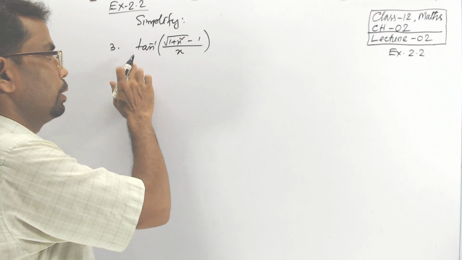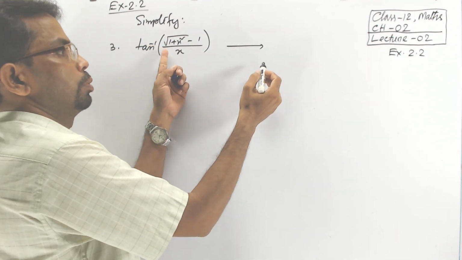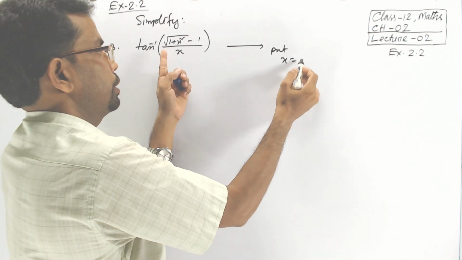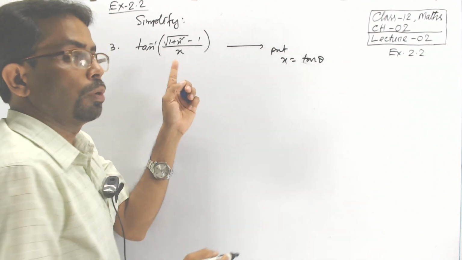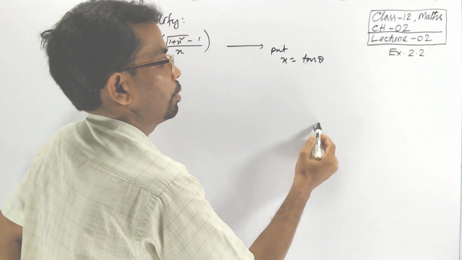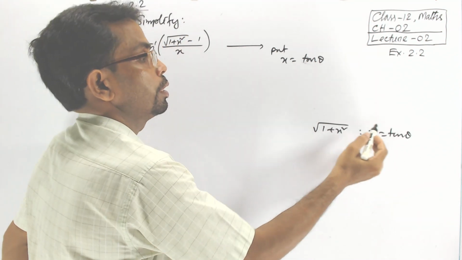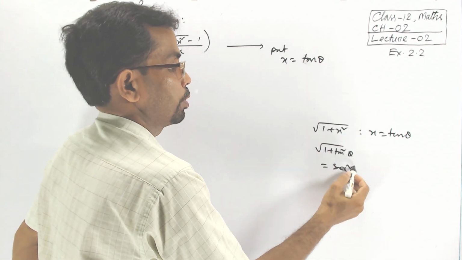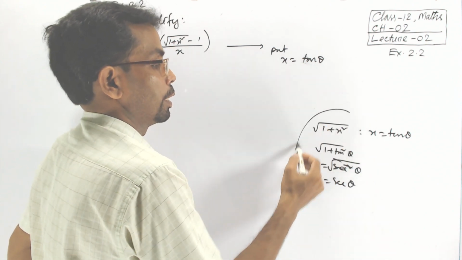Question number 3 is to simplify and to remove square root. First we will do trigonometric substitution, x equal to, I will take here tan theta. How we will know that we have to take x equal to tan theta, sin theta, cos theta? It is like this. If square root of 1 plus x square, then you take x is equal to tan theta. The reason is, if you take tan theta, then 1 plus tan square theta is equal to sec square theta, and you will be able to cancel root and the square, and then you will get sec theta only.